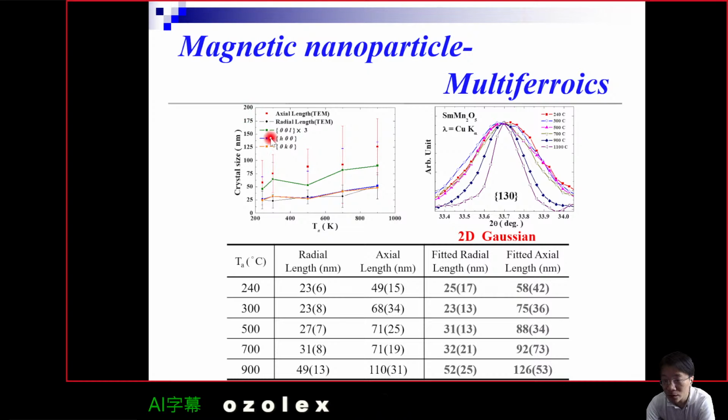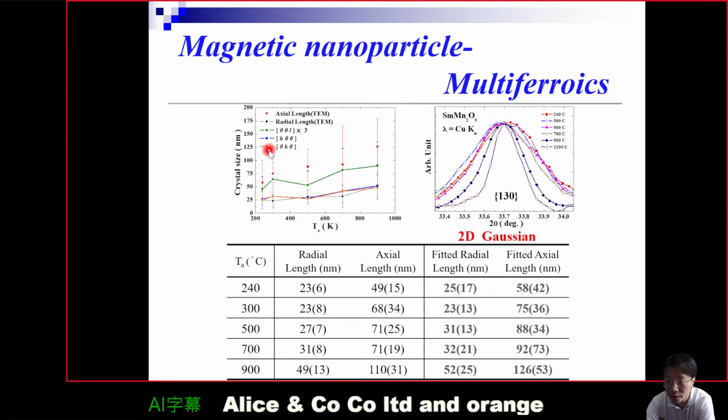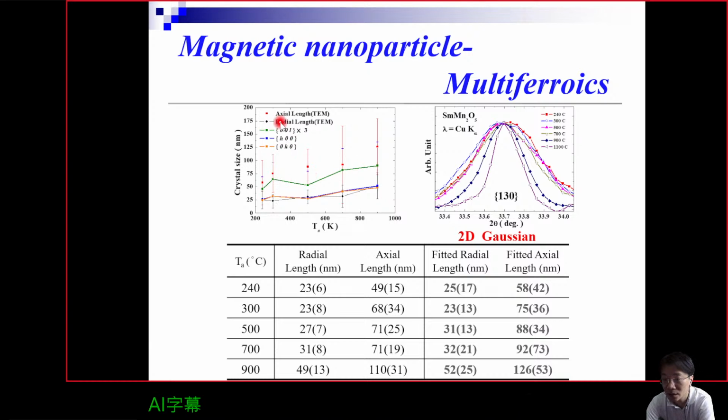So we found the blue and the orange solid squares are very close to the result obtained from the TEM. But along the C-axis, the green solid square is a little bit less than the TEM result, but it's still within the error bar. So what does that mean?